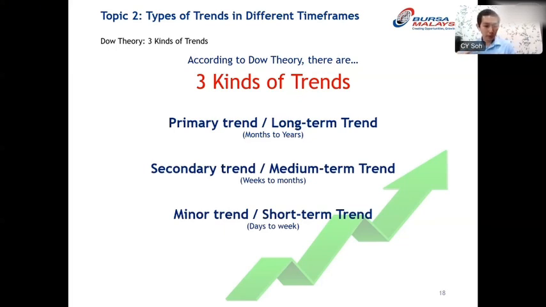Dow theory explained that prices do not move randomly, but instead follow trends. This trend is classified into 3 major types. The primary or major trend, which you call the long-term trend, may last from months to years. The secondary trend, which we call the medium-term trend, lasts from weeks to even months. And the minor trend, which we call the short-term trend, lasts from days to weeks. Even if you're trading an intraday trend, right? The intraday trend also falls under the minor trend.